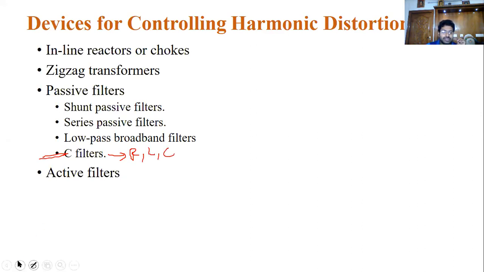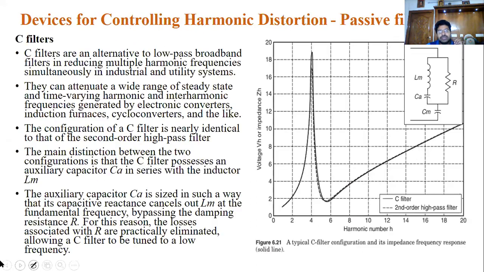Okay, now see how this C type filter works. So what is the C type filter? This is one of the alternatives for the low pass broadband filter. It is also a combination of series as well as shunt devices. Okay, so now we can see this C type of filter. You can observe this one. This is the C type of filter.